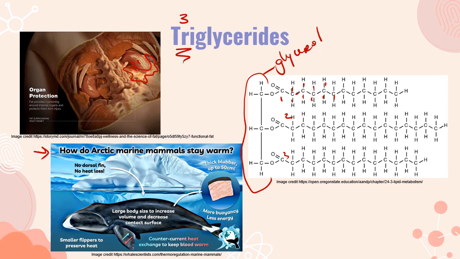Triglycerides are also used for insulation, so Arctic mammals and other organisms that live in cold water have oodles and oodles of blubber. That blubber is lots and lots of triglycerides. It helps to insulate the body of these animals from that cold water. It's a good protectant. It also helps to increase the buoyancy, so these guys are better floaters because they have all that fat in there.